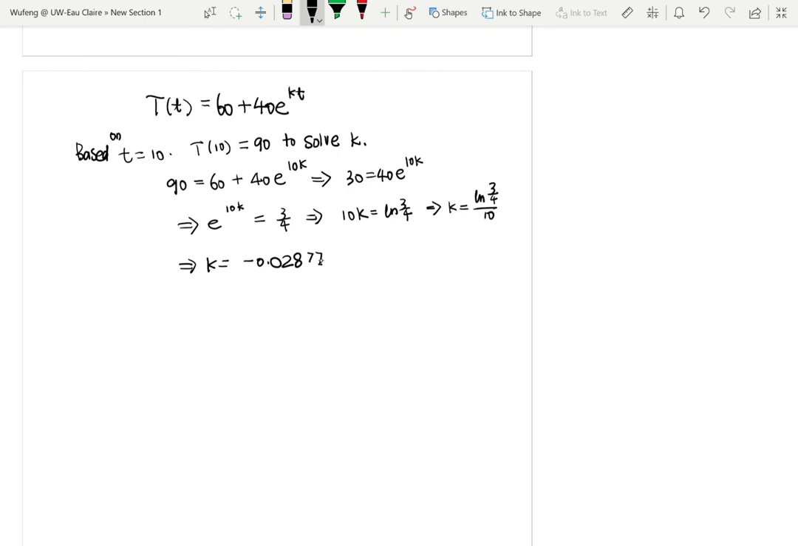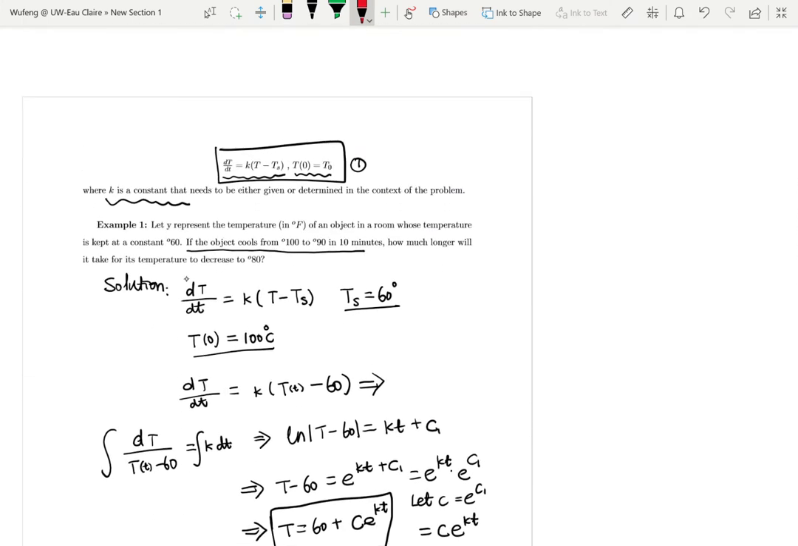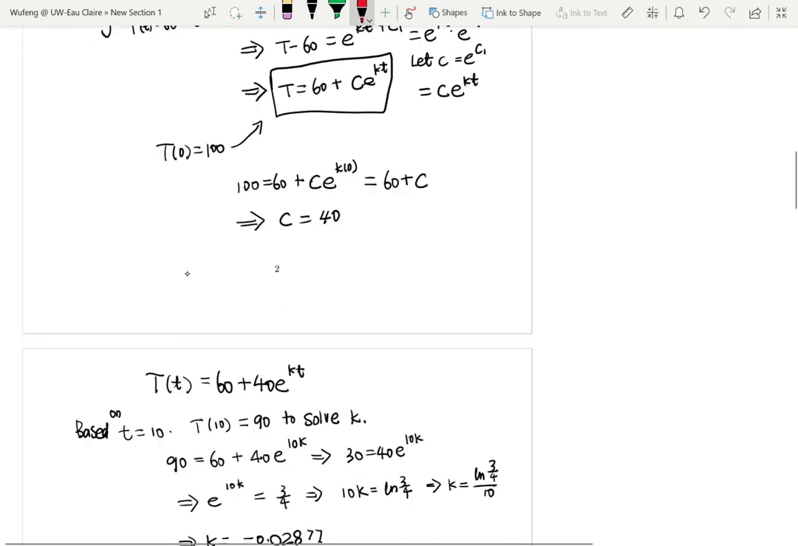Now we have our k solved. Now our final model is given: T(t) is 60 plus 40 times e to the negative 0.02877t. And that's our model based on the given condition, the Newton's law of cooling based on the given condition. All right, so now we need to solve: what do we need to do? We need to find out when the temperature decreases to 80 degrees.